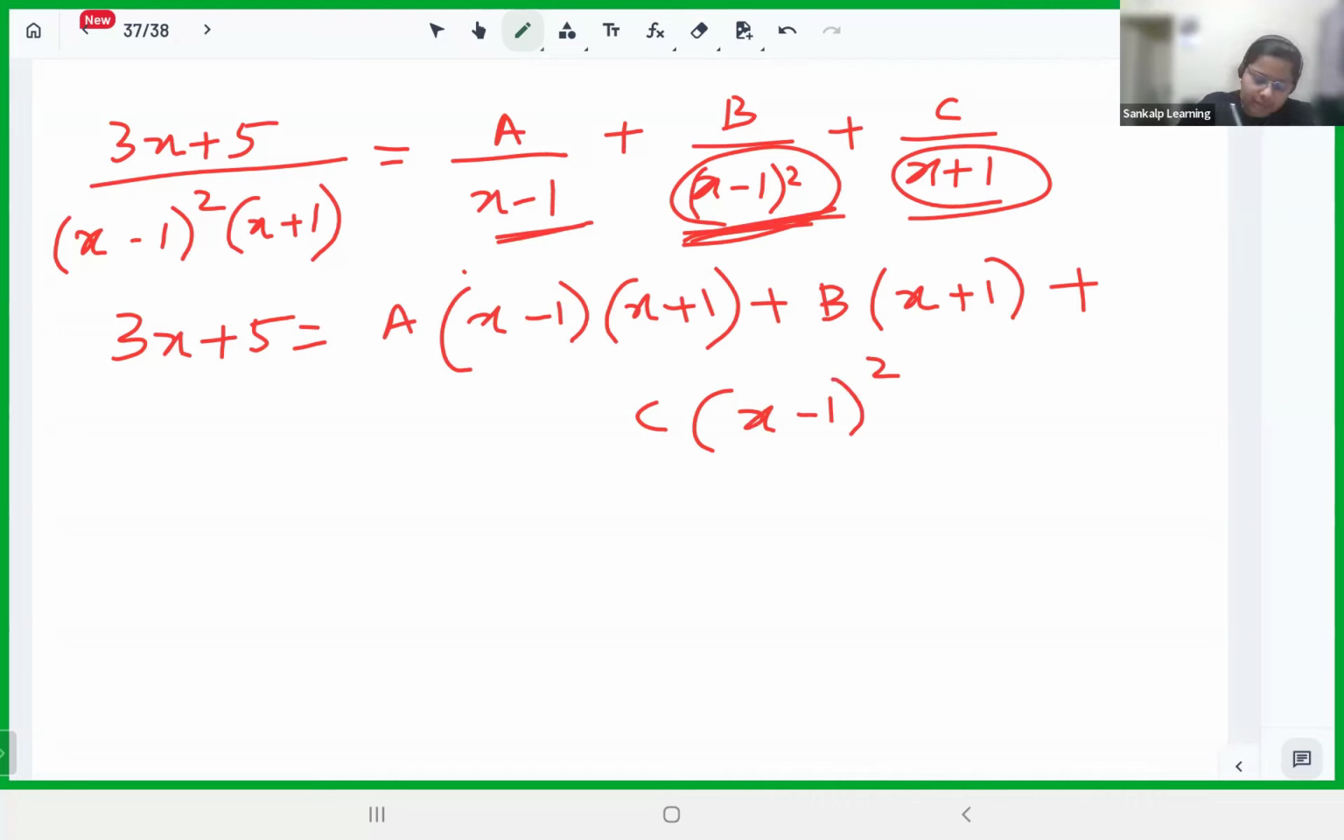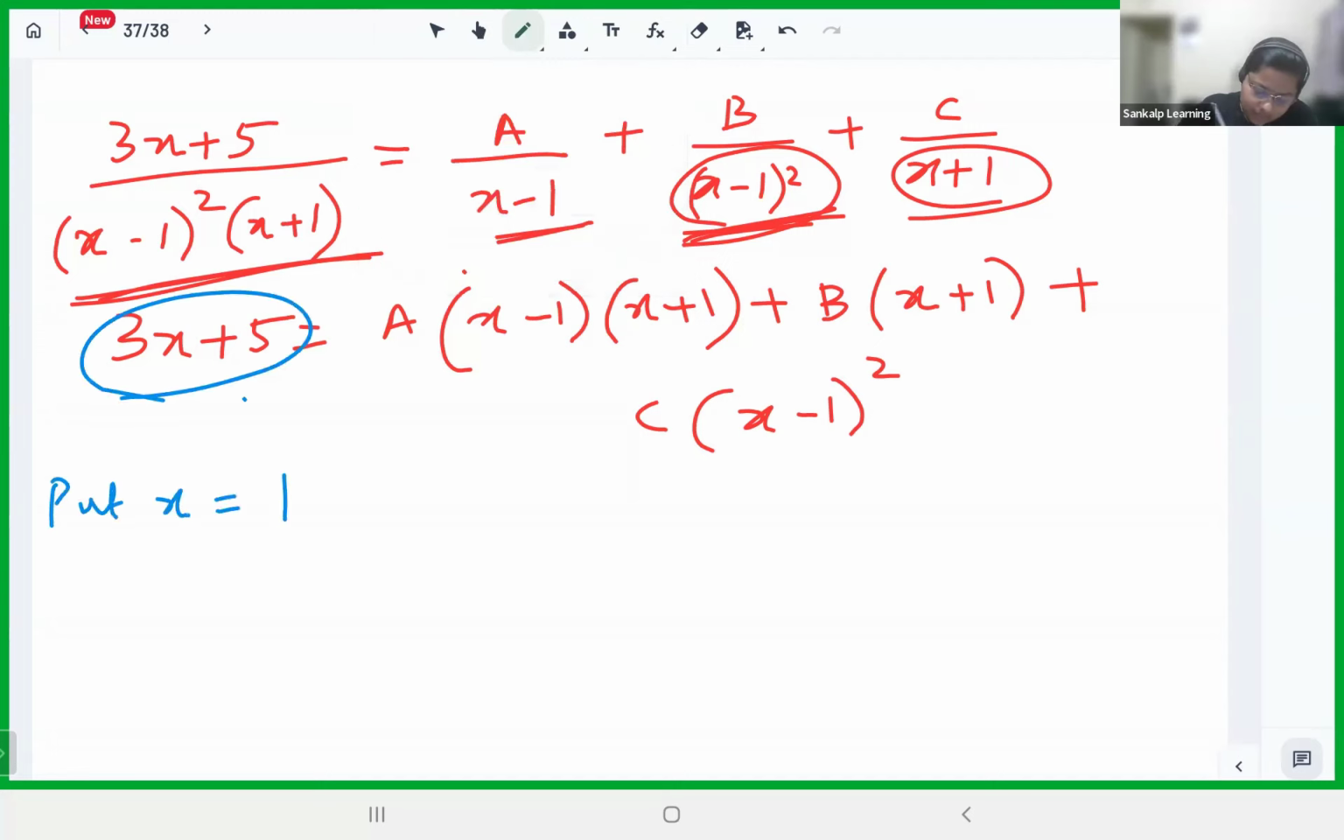So if you are getting confused, then you check it with here, while multiplying a, b and c. Now what you have to do is find out the values of a, b and c. For that, first you put x equal to 1. So this one will be equal to 3 plus 5, that is 8.